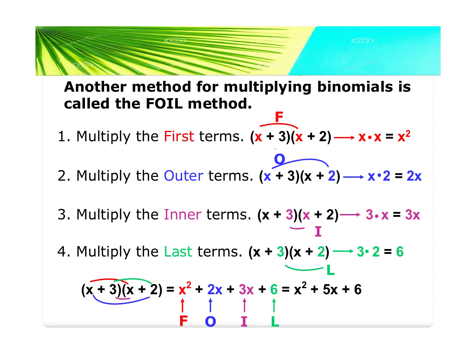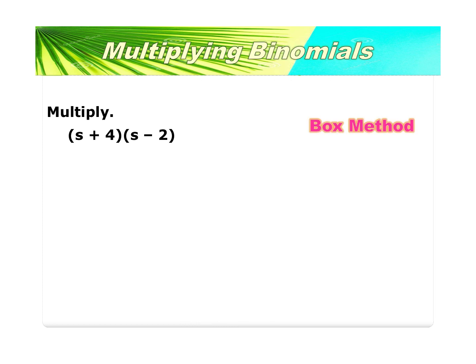This is the same problem that we had before. So let's do this one together. We're going to grab this s. We're going to multiply it times the first s to get s squared. Then I'm going to multiply that s with the -2, so I'm going to get -2s.